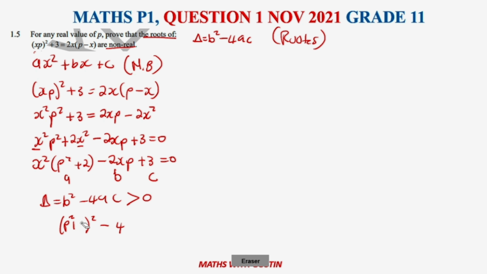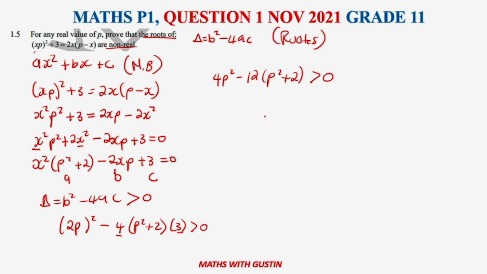No, this is a, this is not b. What am I doing? Sorry about that, guys. B is what? It is 2p. Therefore a is the one that is p squared plus 2, and therefore c is what? 3 is just 3. This everything needs to be equal to 0. So when we simplify here, we are going to have 4p squared minus 4 times 3, which is equal to 12. Therefore in brackets plus 2 close, everything greater than 0.